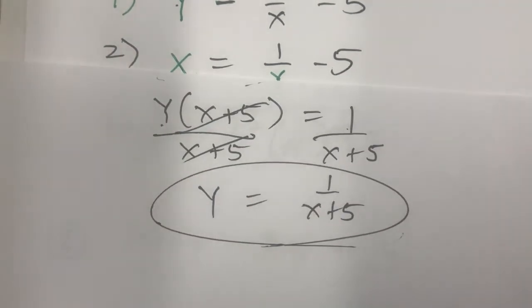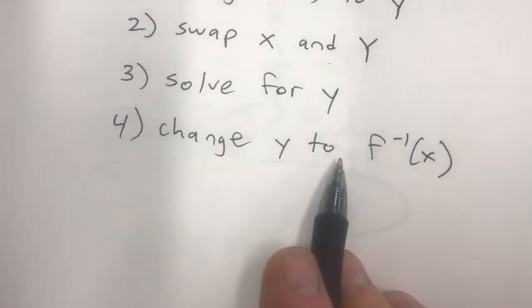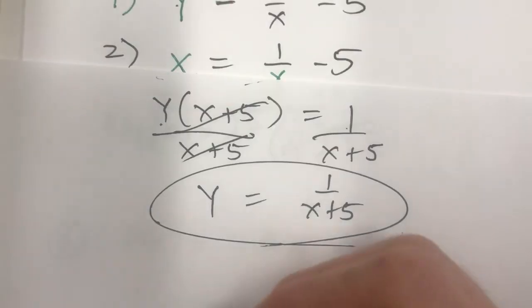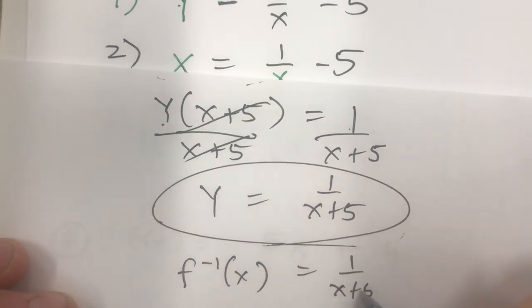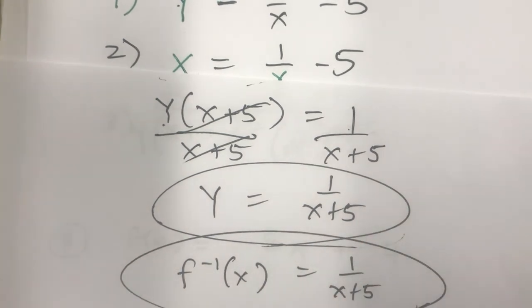Now, step 4, I change y to f inverse of x. So this is f inverse of x equals 1 over x plus 5. And there you go. That's it.